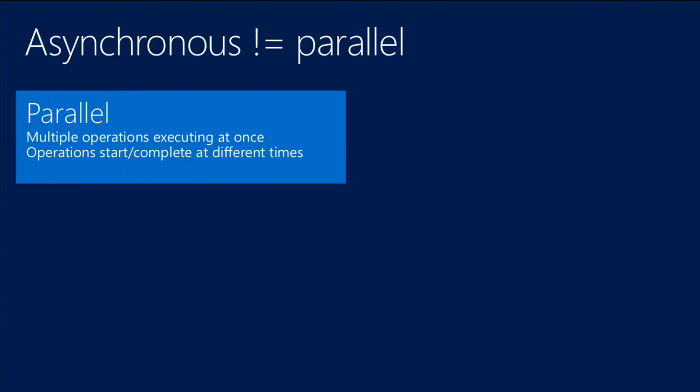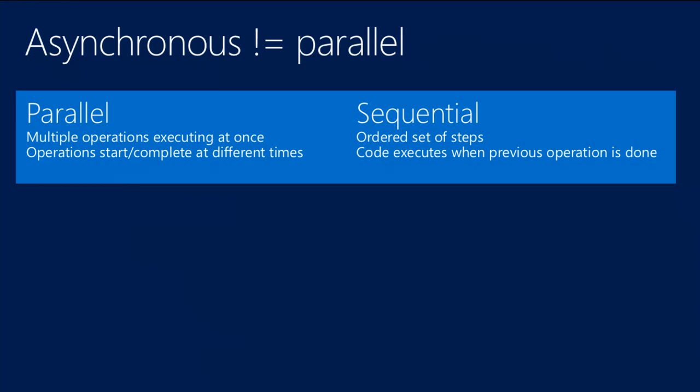Parallelism is all about running multiple operations at the same time. So I might kick off two requests to two different web servers, and those execute at the same time, and they might start and finish at very different times. The counterpart to parallel is sequential, right? In sequential, I write my code, and one line of code is not going to execute until the line above it has completed.